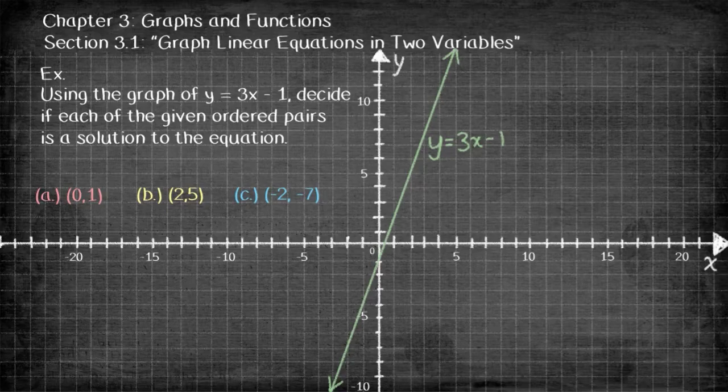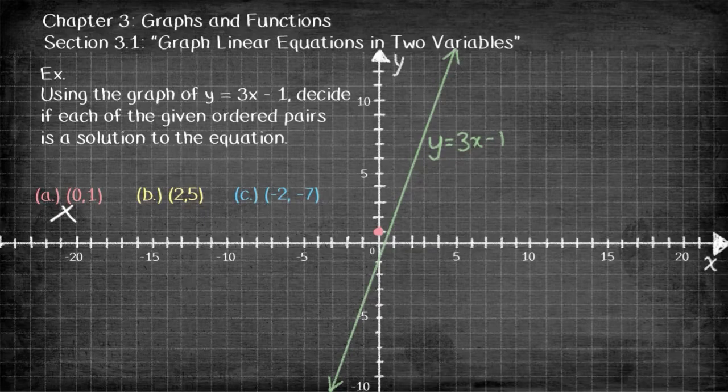So in red there I have 0, 1. I'm going to graph it, and 0 means I don't move left or right. 1 means I move up 1 unit. Since it's not on the line, it's not a solution.